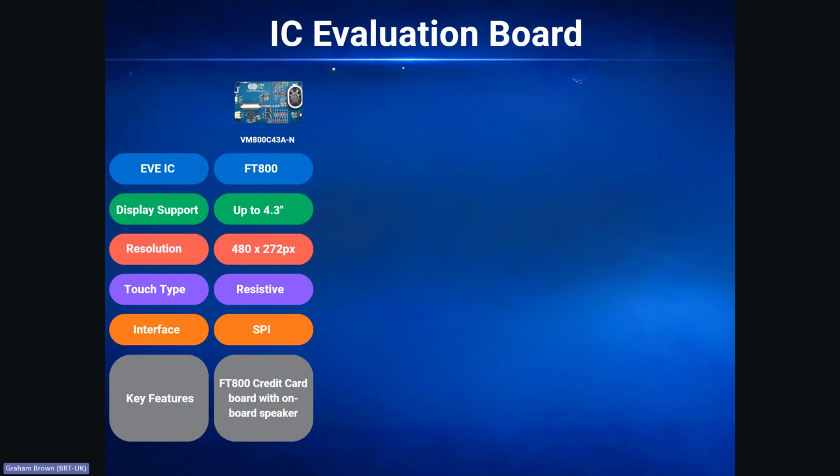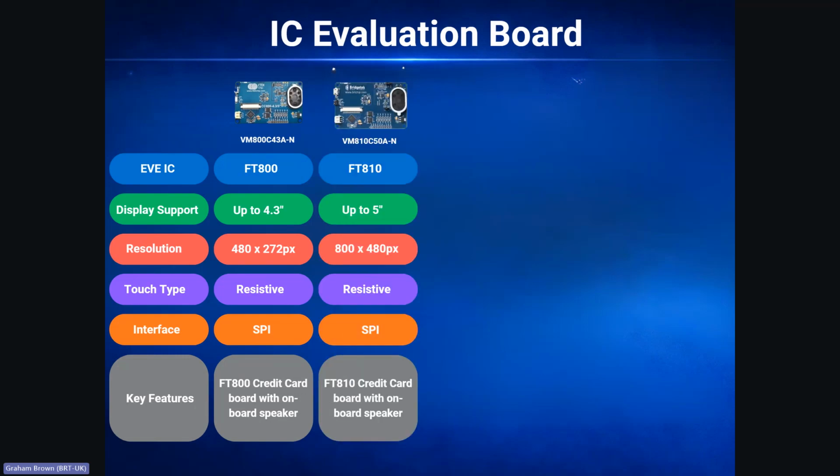Just to go through the models in more detail, the VM800C credit card module contains our FT800 and is ideal for display resolutions around 480 by 272 with resistive touch. The VM810C credit card module contains our FT810 and supports higher resolutions of up to 800 by 480 with resistive touch.